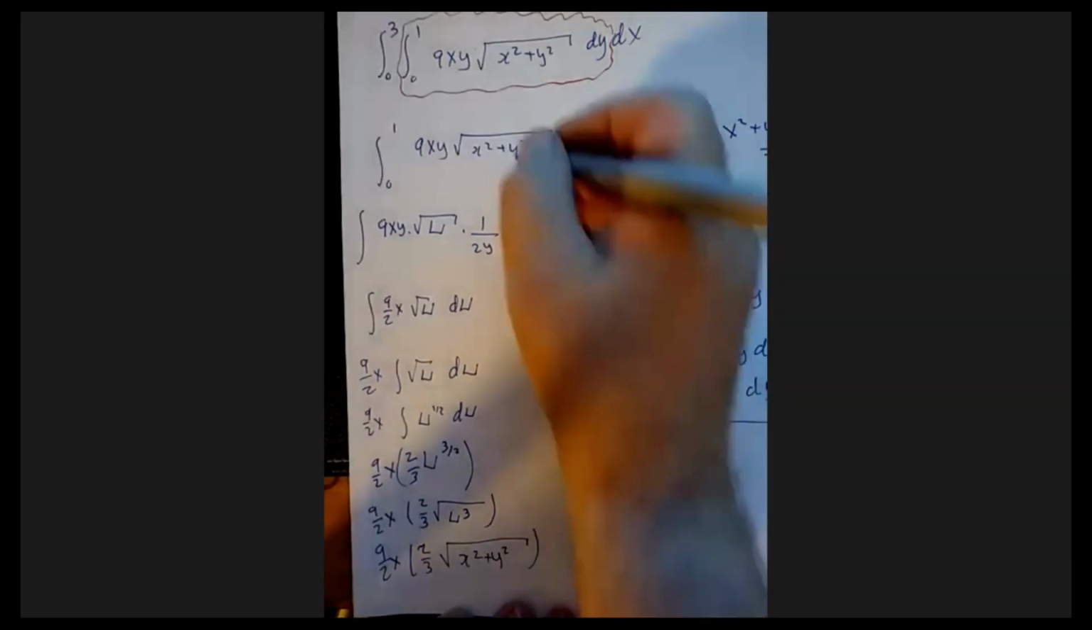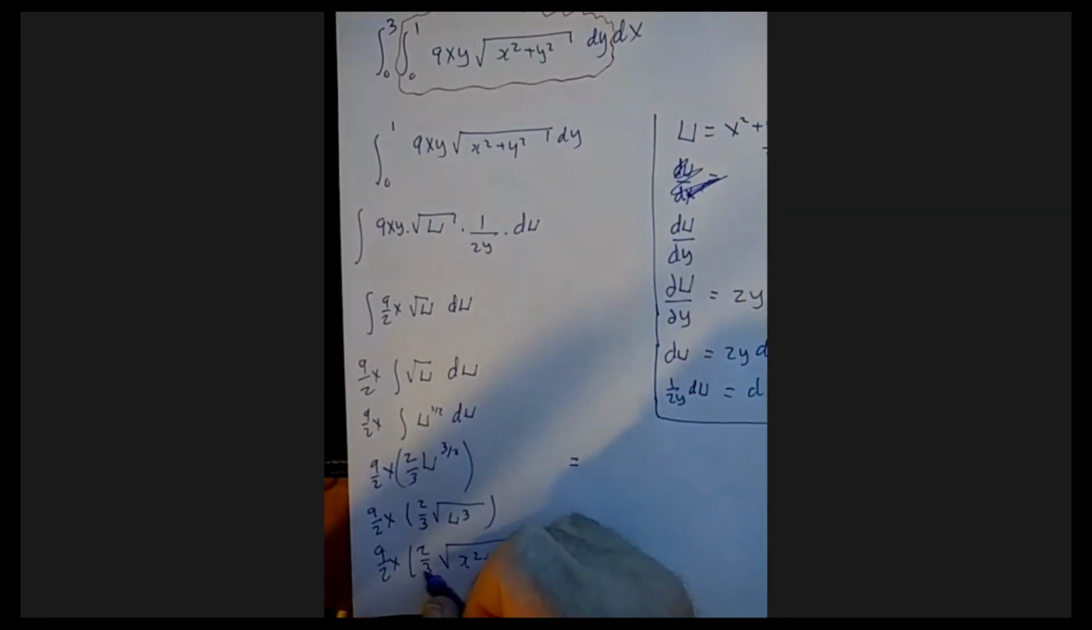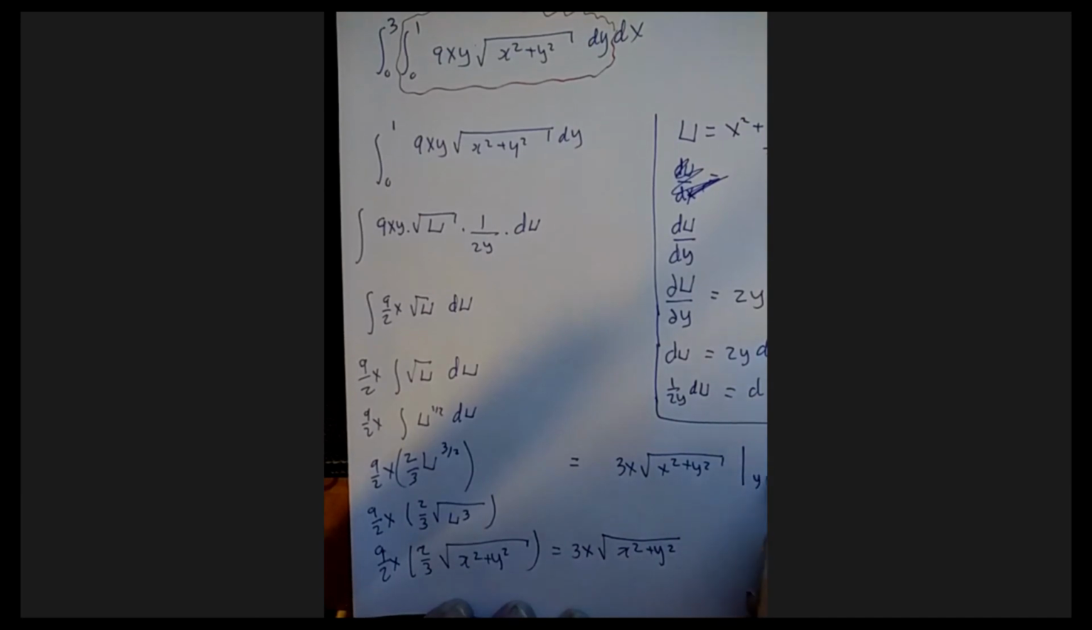So I am going to get this fella. I should tidy this up a little bit. The 3's cancel, the 2's cancel. So it looks like what you get is 3x, the square root of x squared plus y squared, evaluated at y equals 0 to y equals 1. And you plug in y equals 1, you get 3x, the square root of x squared plus 1. If you plug in 0, you get take away 3x, the square root of x squared.